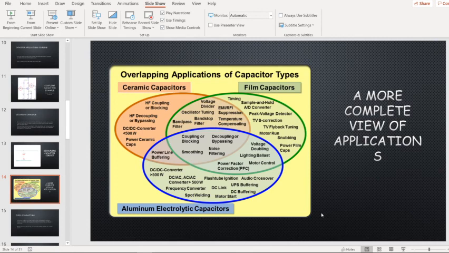But generally speaking, you want to use ceramic or film capacitors for that. That's just my opinion, though. Some people may disagree with me. But to be fair, there's no real reason why you would not be able to use them, but it's just not ideal. So that's really the issue there.